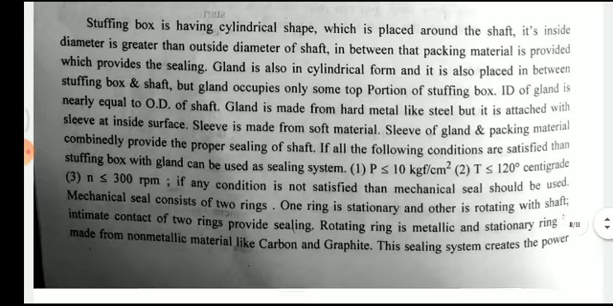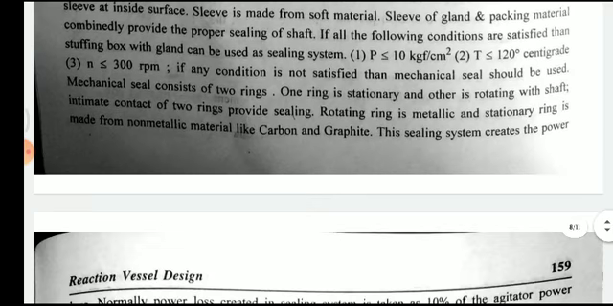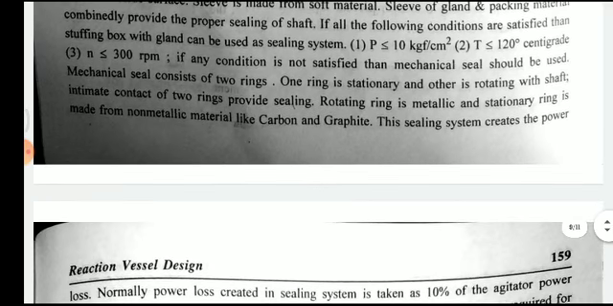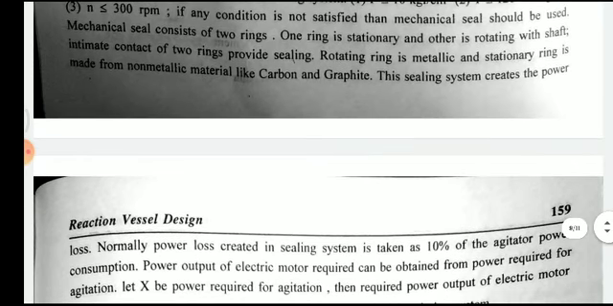Mechanical seal consists of two rings. One ring is stationary and the other one is on the rotating shaft. This ring is made up of various materials like carbon, graphite.